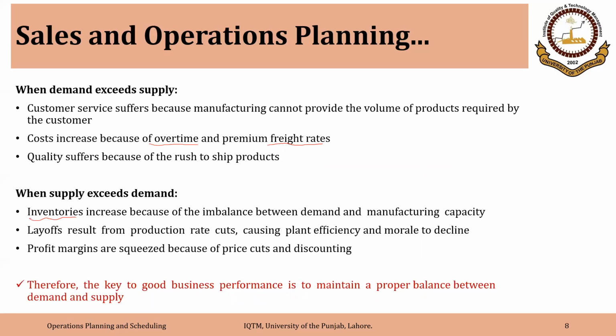So therefore, the key to good business performance is to maintain a proper balance between demand and supply. And this cannot be done unless this activity is performed in collaboration of all the departments that are involved. If demand planning is done separately and supply planning is done separately, then there will always be some imbalance between demand and supply.